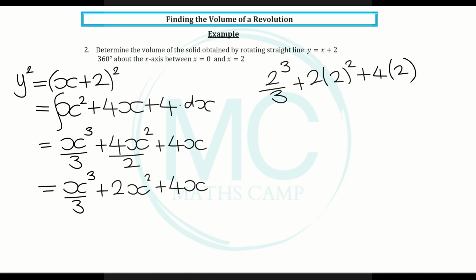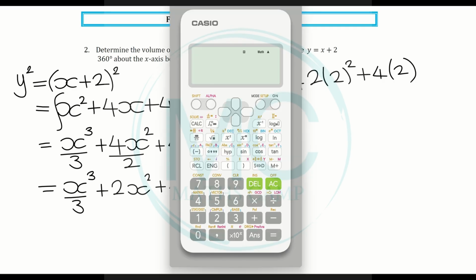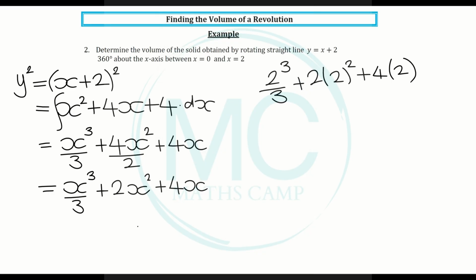Now I can take my calculator. We're going to say 2 cubed over 3 plus 2 multiplied by 2 squared plus 4 multiplied by 2 is equal to 56 over 3. 56 over 3. We are working with volume, so we multiply this by pi. And this is our answer.